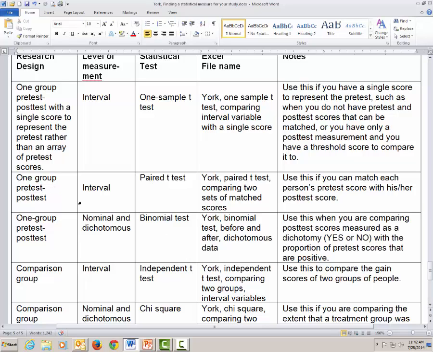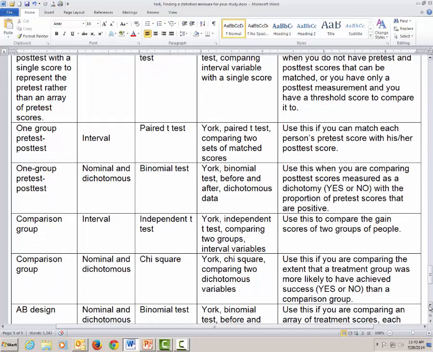If you have the one group pretest-posttest design with interval data, use this if you can match each person's pretest score with her post-test score. So that's the situation. Different from here, in this situation, you can match each person's pretest and post-test score with interval data, and a paired t-test would be appropriate. And this is the Excel file, York paired t-test comparing two sets of matched scores. That is the name of the Excel file you can use.